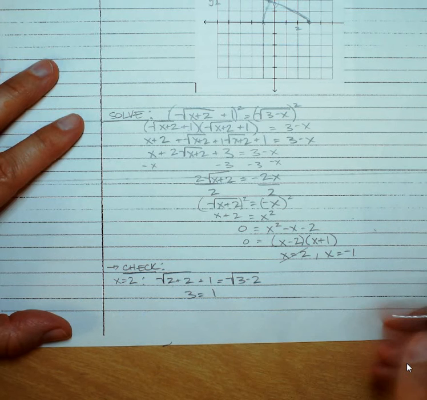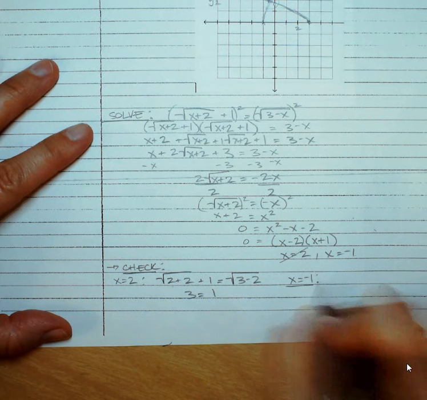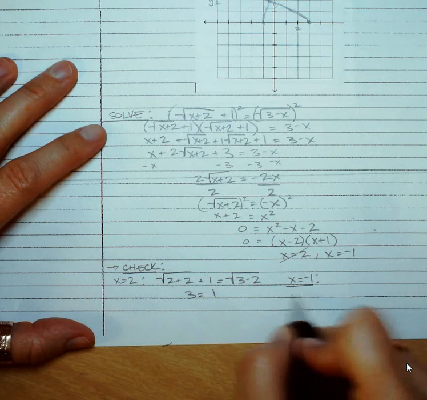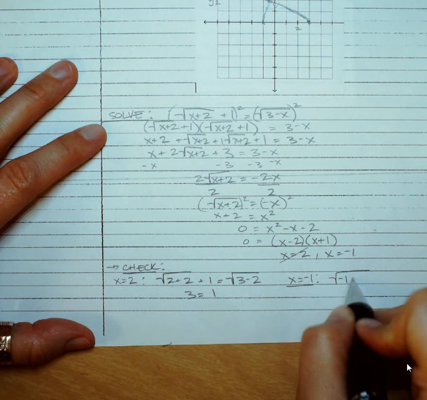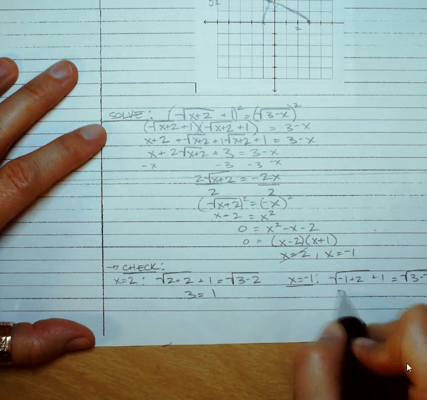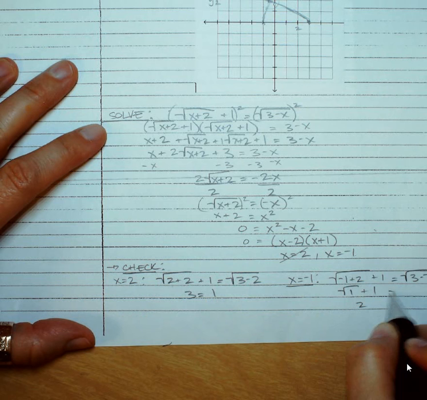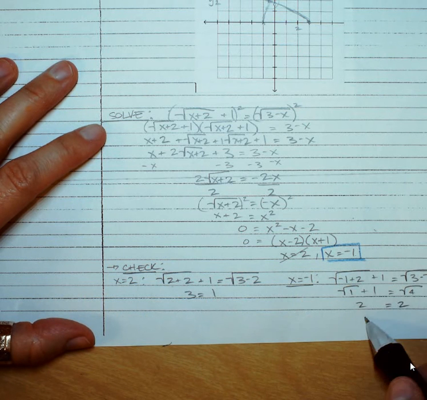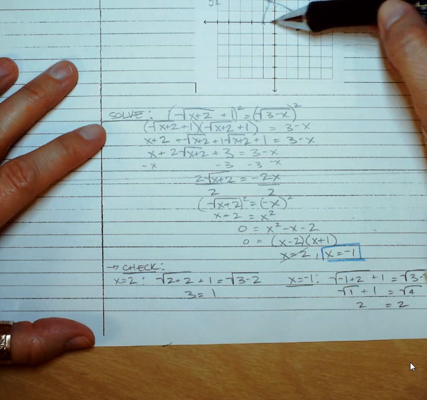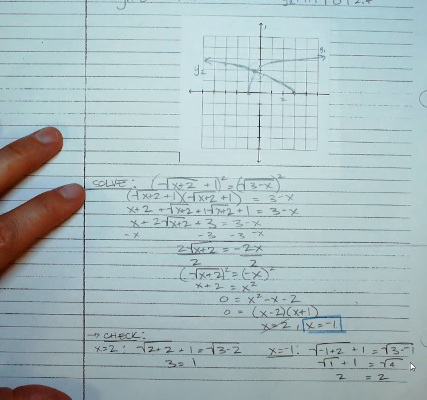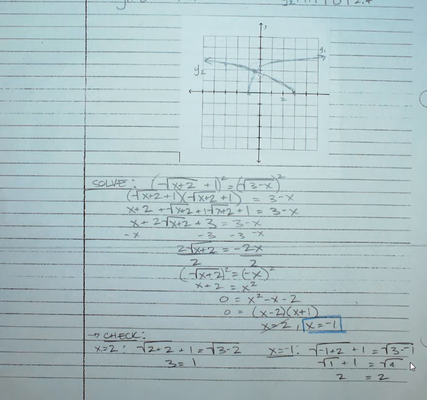And then if we try x equals negative 1, which still doesn't seem quite like the location where our graph crosses, but anyways. So we'll have the square root of negative 1 plus 2, plus 1. Does that equal the square root of 3 minus negative 1? So this is square root of 1 plus 1, that's 2. And on this side with the square root of 4, which is also 2. So x equals negative 1 is our answer. And the y-coordinate turns out to be 2. So negative 1, 2. Our graph's not super perfect, but we know when we have to watch for the extraneous solutions, and that's what's really important.